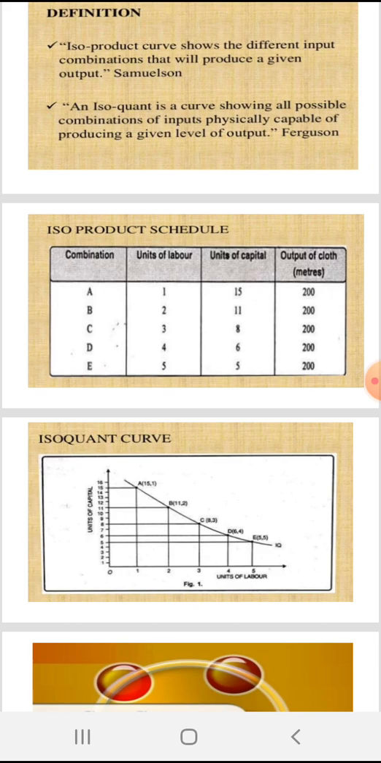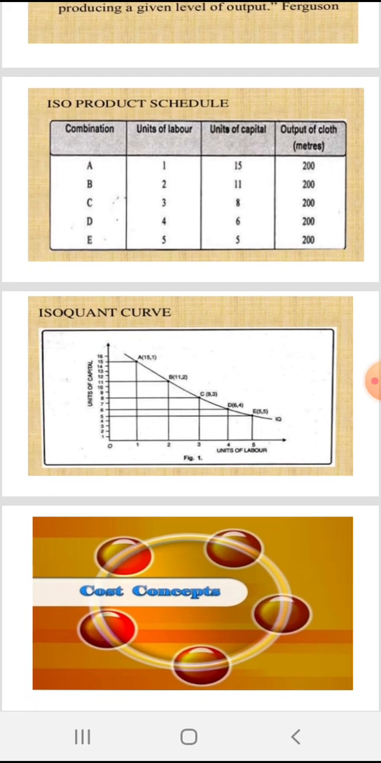The schedule shows that we have taken two factors of production, labor and capital. As one factor of production increases, the other factor of production decreases, but the output remains the same. In this schedule, the labor is increasing from 1 to 5, but capital is decreasing from 15 to 5 and output is the same. So, in the next slide, we see the ISO-Quant curve, which is a downward sloping curve.